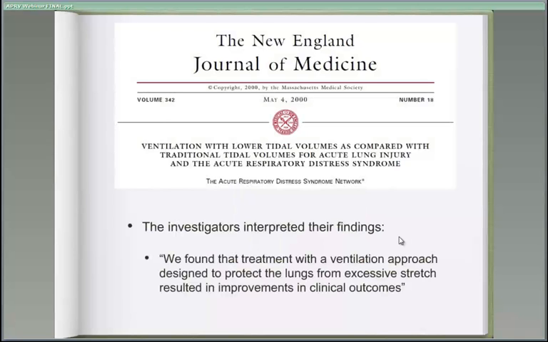Now, if we talk about ways of protecting the lung, of course we have to talk about the ARDSNet. And the ARDSNet study, of course, showed a reduction in mortality. This was the conclusion of the ARDSNet trial, that the ventilation approach designed to protect the lung from excessive stretch is what resulted in the improved outcome. And that's widely believed to be the reason for the improved outcome.